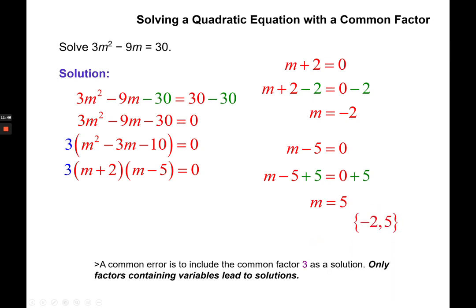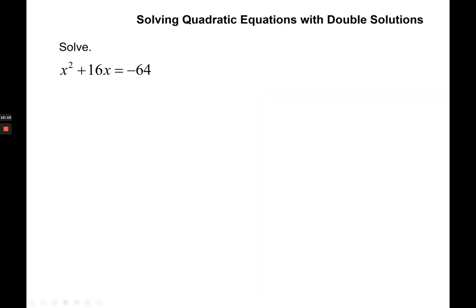To explain about 3, a common error is to include the common factor 3 as a solution. Only factors containing variables lead to solutions. If you happen to encounter again a GCF, you may discard it when you are ready to apply your zero factor property. Okay, and I guess this will be your last example.